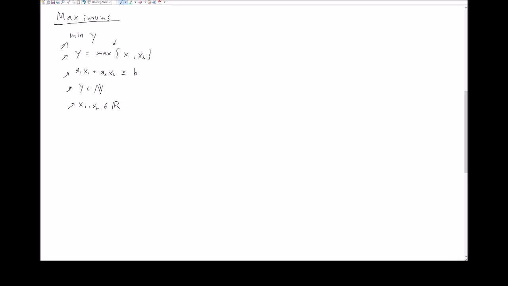The way we're going to do this is sort of the obvious way. We're going to keep the objective the same, that is y is going to be minimized. And now instead of y being equal to a max, y is going to be greater than or equal to x1, and y is going to be greater than or equal to x2. The other constraints are going to be the same: a1 x1 plus a2 x2 is going to be greater than or equal to b. The other constraints for y and the x's, we're not going to write them.